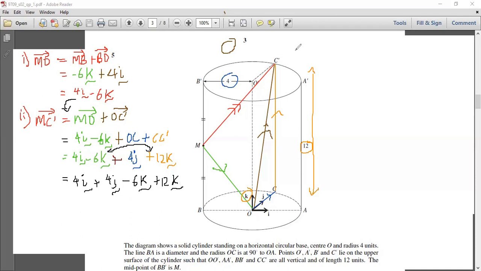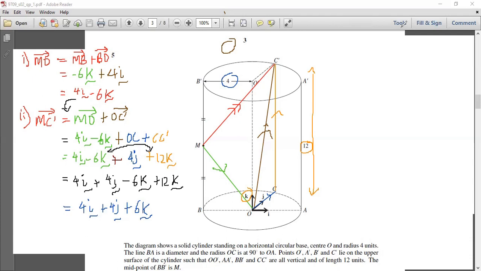All right. And then we can simplify this to get the final answer for this part, which is 4i plus 4j, and then 12 minus 6. This is like algebra part. That's what I meant. And this is 6k. There we have it. So this is the vector MO, and that's the vector MC prime. Yep, that's it on this part.